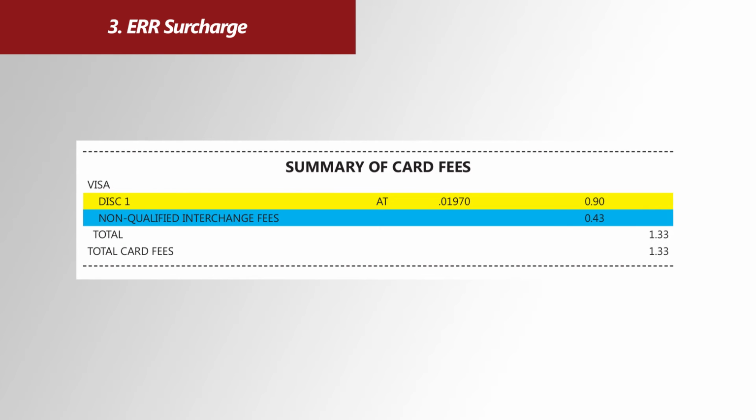On merchant statements, it is difficult to determine what the merchant is actually paying on this type of pricing structure. Here's what it looks like on the statement. The qualified discount rate will appear as Disc 1, which is equal to 90 cents. The difference in interchange and the ERR surcharge are combined and will appear as non-qualified interchange fees. That's the 38 cents plus the 5 cents, which equals 43 cents.